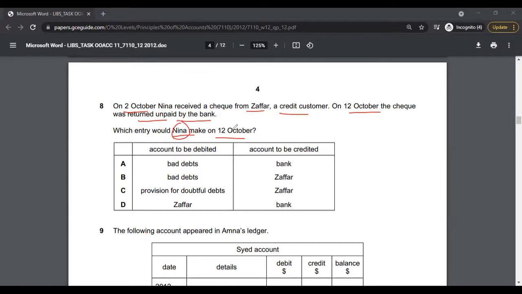How would Nana record the financial event on 12th October, that is the unpaid check? Basically you would debit Zafar and then credit bank because you did not receive the money. So the answer to multiple choice 8 would be option D.